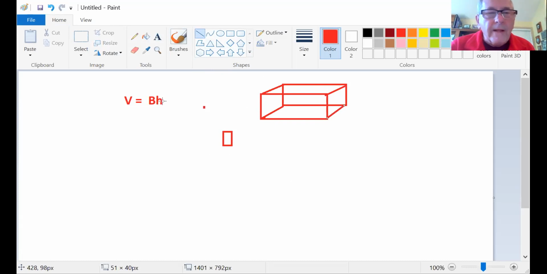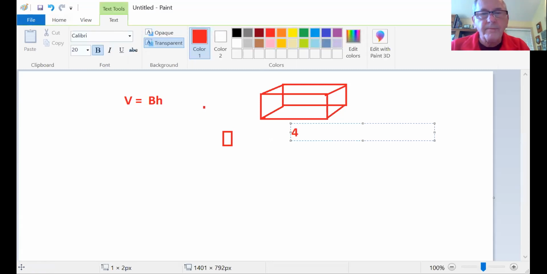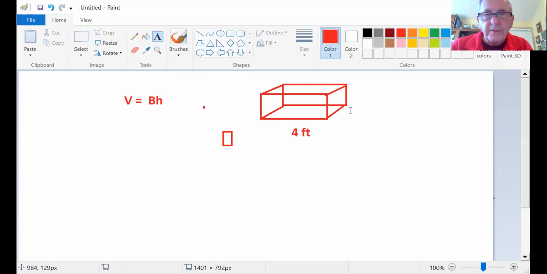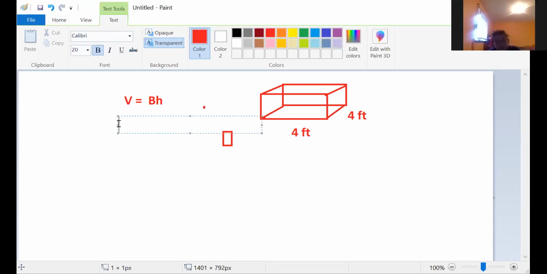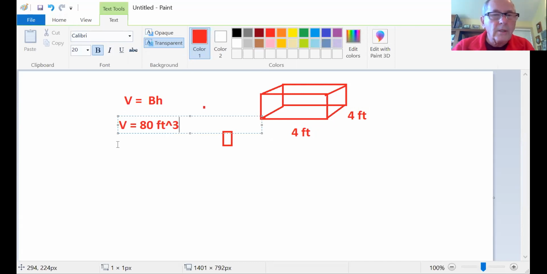So we got that. What you're given in this is the base, right? And the base in this was 4 by 4. So I'm going to plug in numbers. The base is 4 feet, 4 feet like that. Pretend that these are the same length, okay? And you're given what the volume is, 80, right? So then you just solve for H.